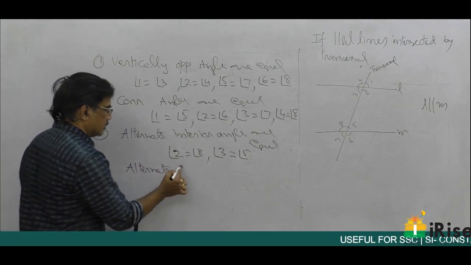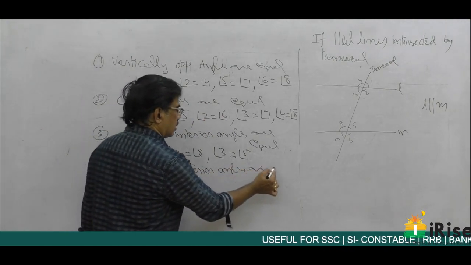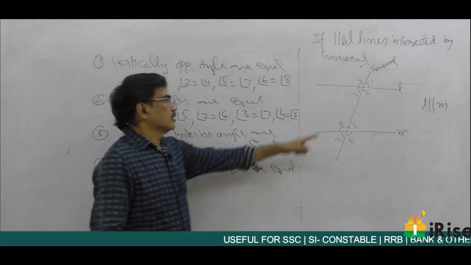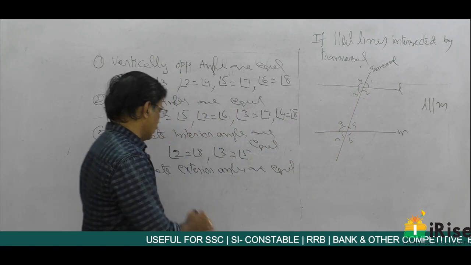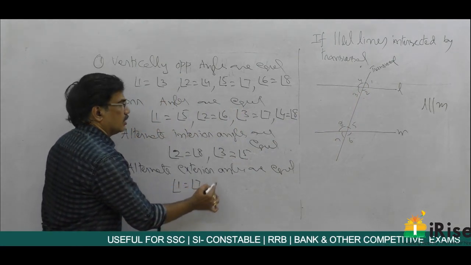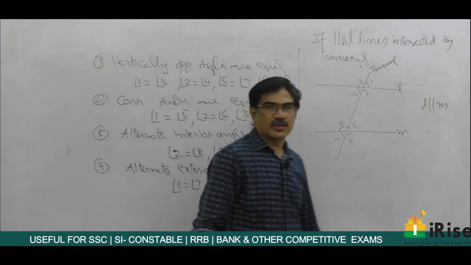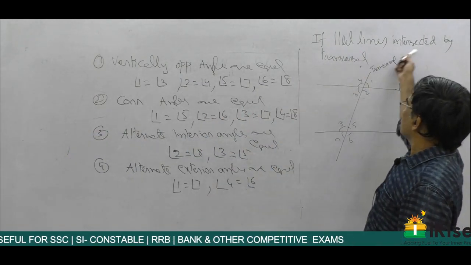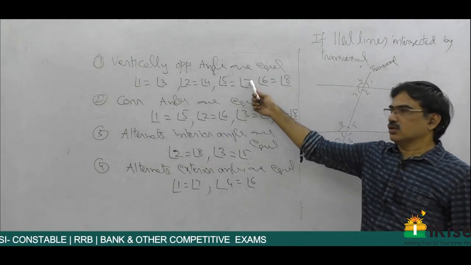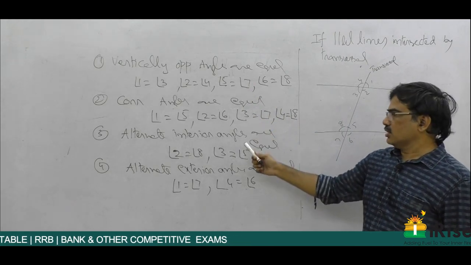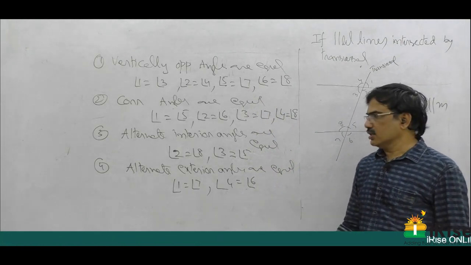Number 4, alternate exterior angles are equal. These four are exterior angles. Angle 1 equals angle 7, angle 4 equals angle 6. So if parallel lines are intersected by a transversal, vertically opposite angles are equal, corresponding angles are equal, alternate interior angles are equal, alternate exterior angles are equal.